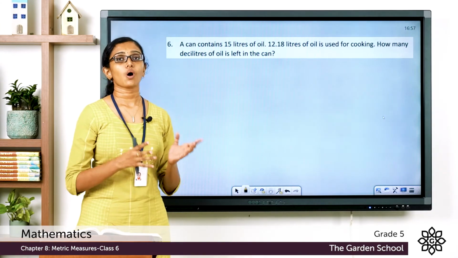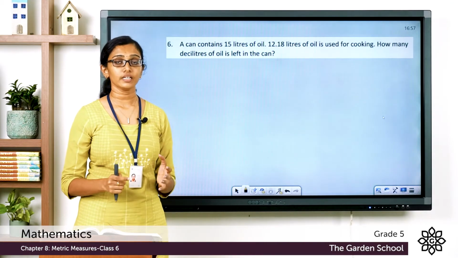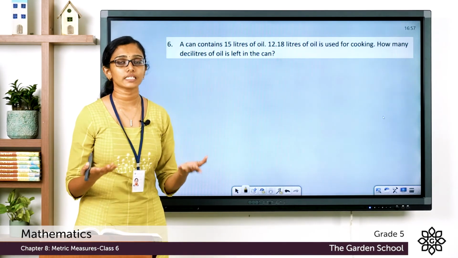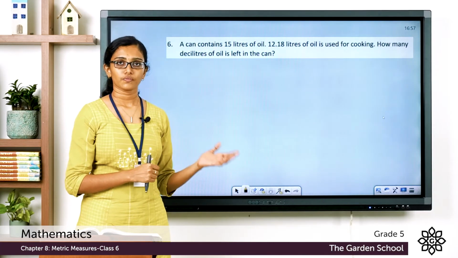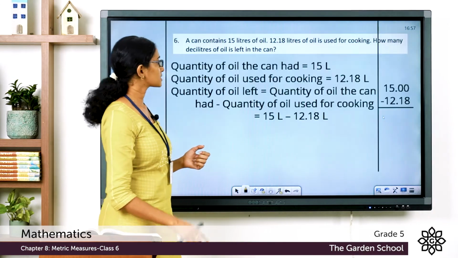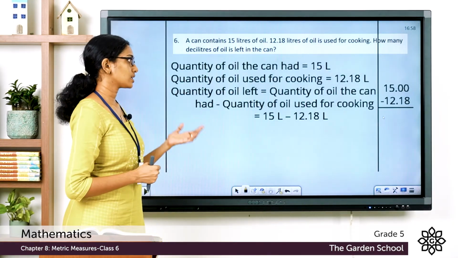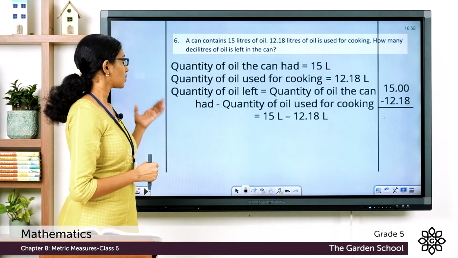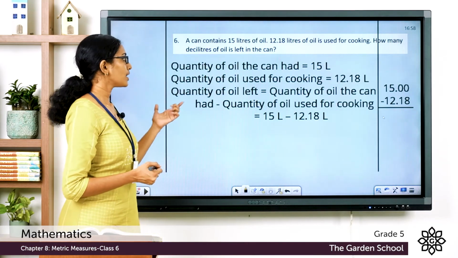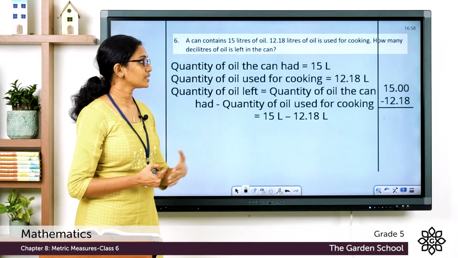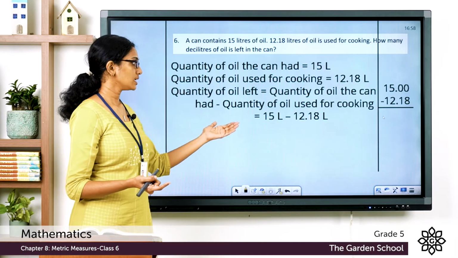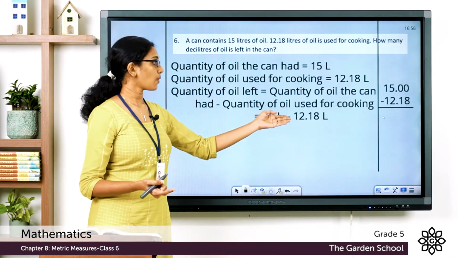You have to find out how much oil is left in the can, and then you have to convert in terms of deciliters. So how do we find out how much oil is left? Let's do the subtraction. 15 minus the quantity of oil used for cooking. Let's see the steps from the data given in the question. Quantity of oil the can had, it was 15 liters. Quantity of oil used for cooking is equal to 12.18 liters. And the quantity of oil left is equal to the quantity of oil the can had minus the quantity of oil used for cooking. So what is it? That is equal to 15 liters minus 12.18 liters.